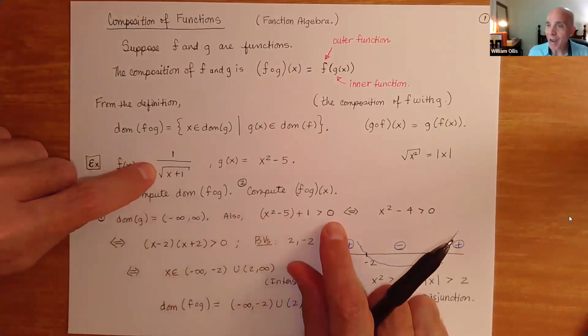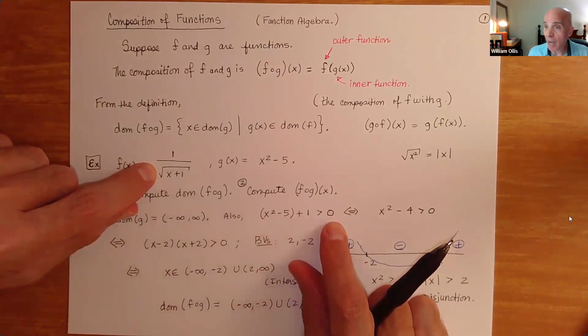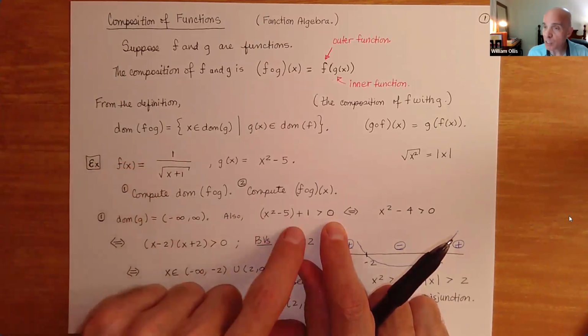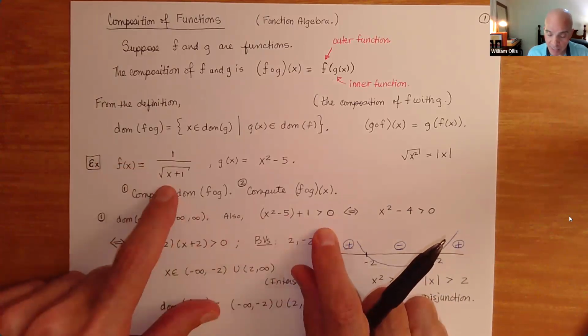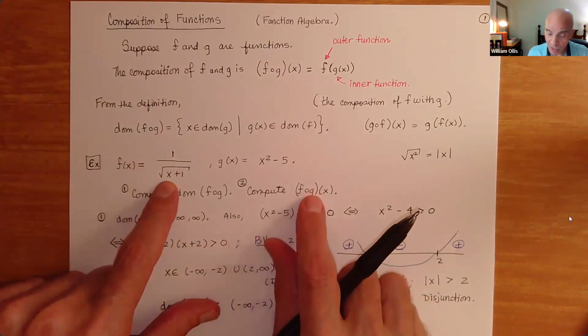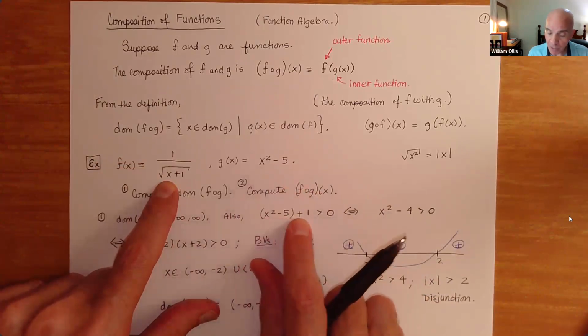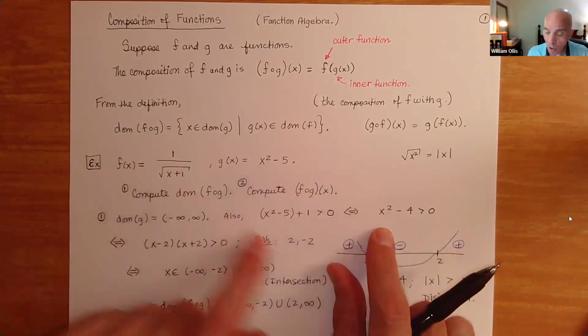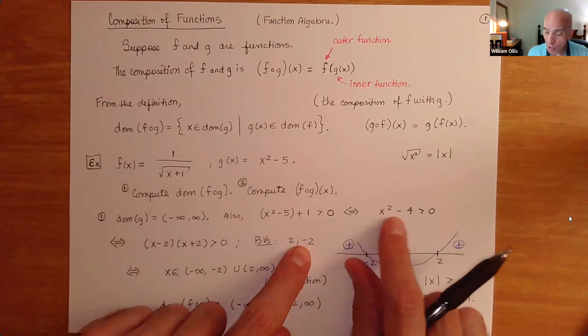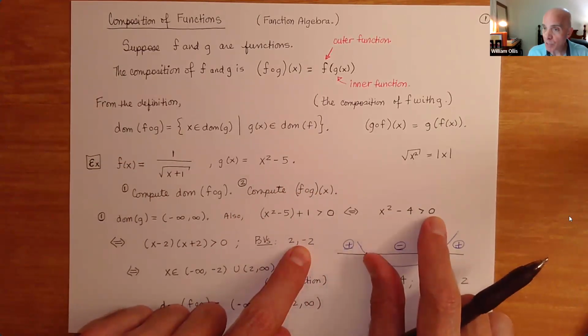Notice the radical is in the denominator, so the argument cannot be 0. But in order for the square root to be defined, the argument must be positive. So that says that x, which in this case, when we replace it with x squared minus 5, x squared minus 5 plus 1 must be greater than 0, or equivalently, x squared minus 4 must be greater than 0.